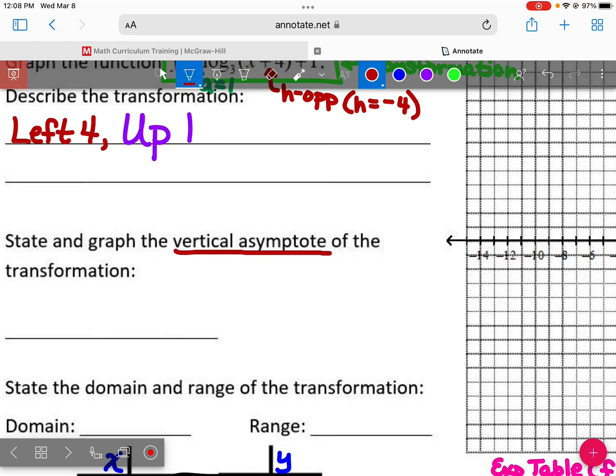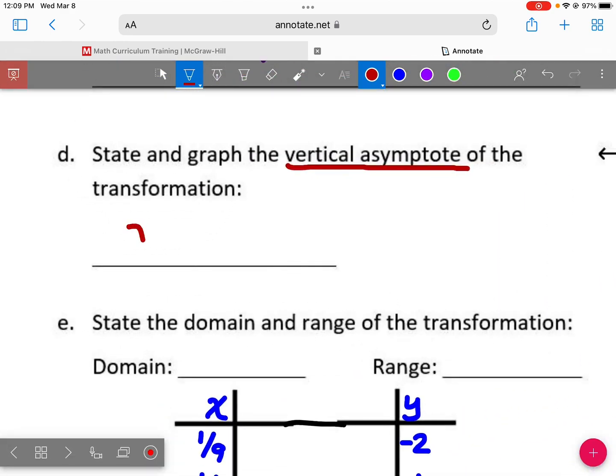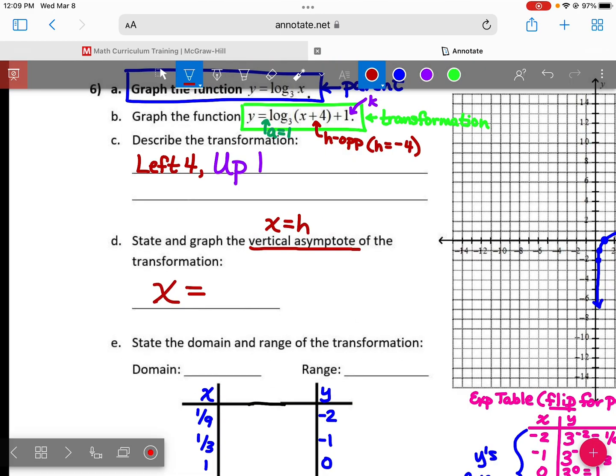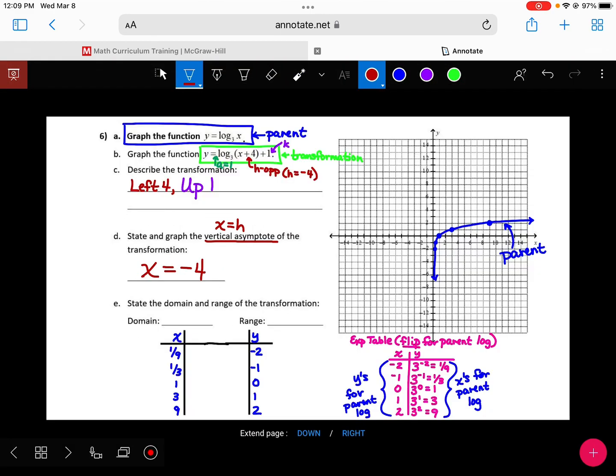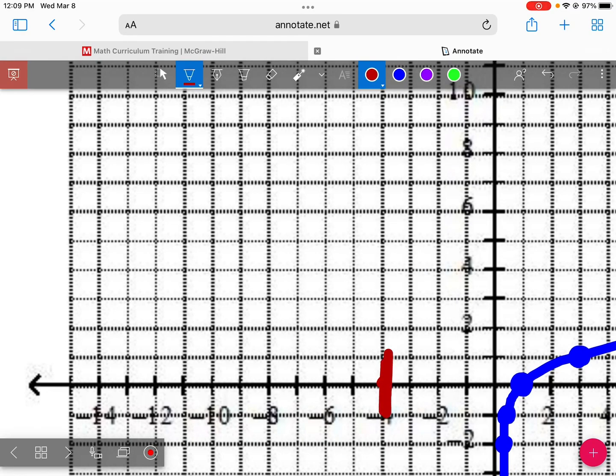Vertical asymptote. Which way does a vertical line go? Show me with your hands. Like this. If it goes like this, what axis does it have to go through? The x. So this is x equals. The horizontal is y, vertical is x. X equals what? The h value. What is our h value? -4. Let's go graph that. I'm going to go to -4 on the x-axis. That's right here. And we're going to go up and down. We're going to go vertically through that. So here.